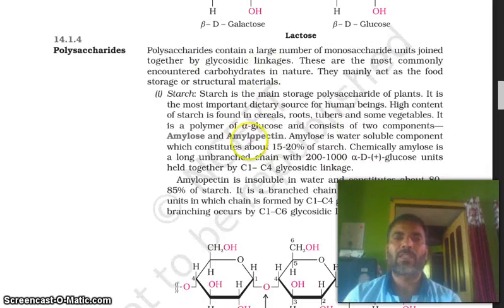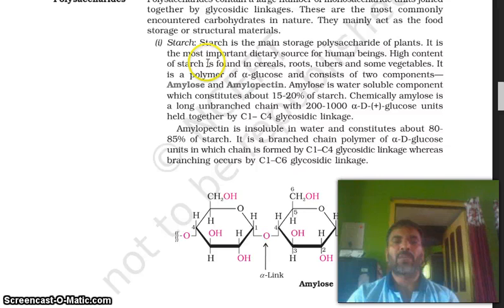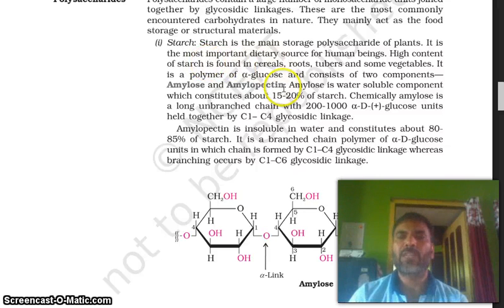Now polysaccharide means you have the example starch. Starch is the main storage polysaccharide of plants. It is the most important dietary source for human beings. High content of starch is found in cereals, roots, tubers, some vegetables. It is a polymer of alpha glucose and consists of two components, amylose and amylopectin. Amylose is the water soluble component which constitutes about 15 to 20% of the starch.